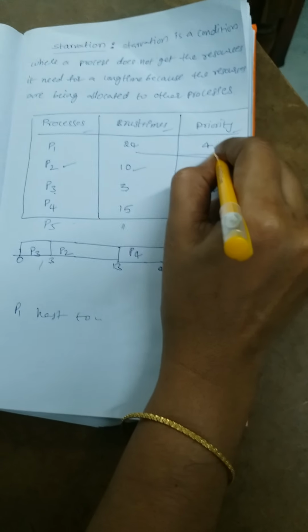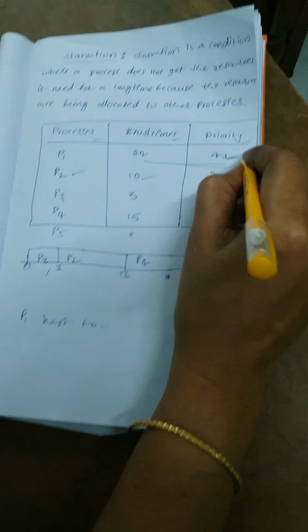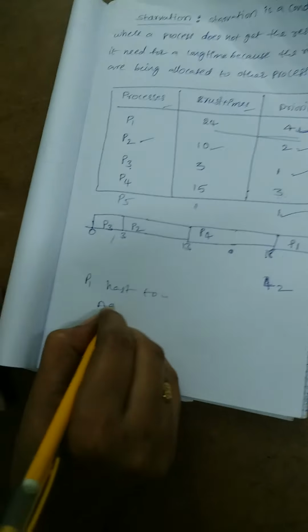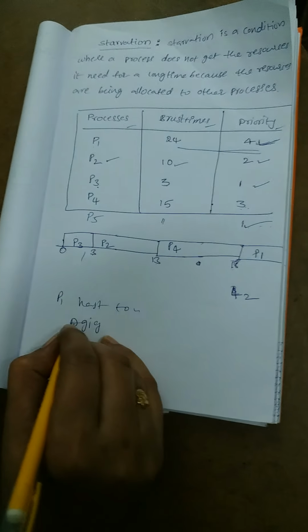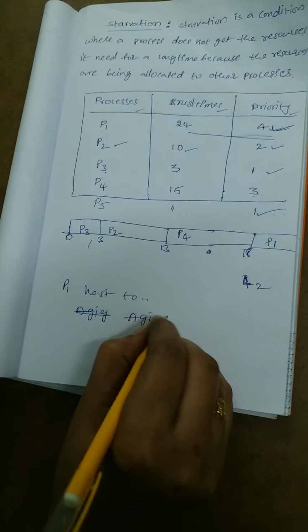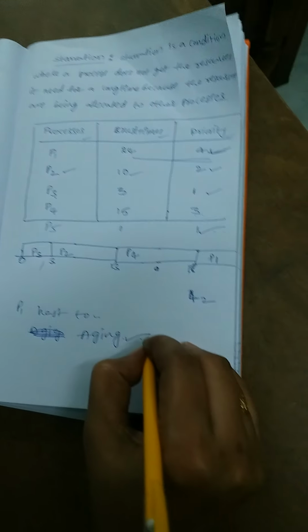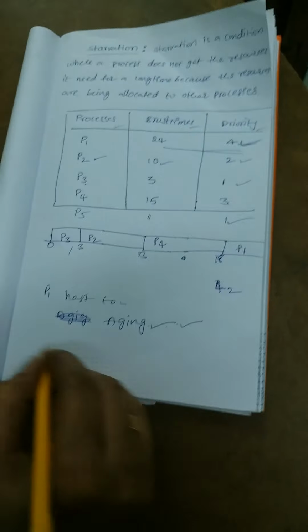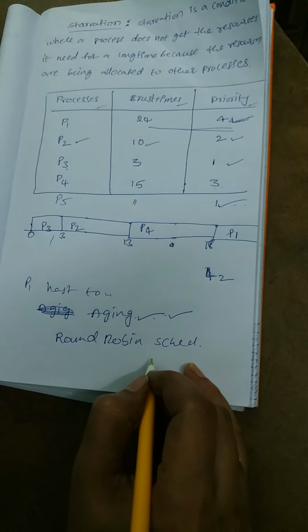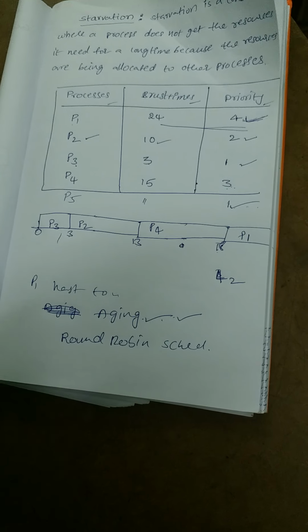To overcome this problem, there is another method, that is aging. To overcome this problem we also go for another CPU scheduling algorithm. That CPU scheduling algorithm is known as the round robin scheduling algorithm. Next we will go for another session with the round robin scheduling algorithm.